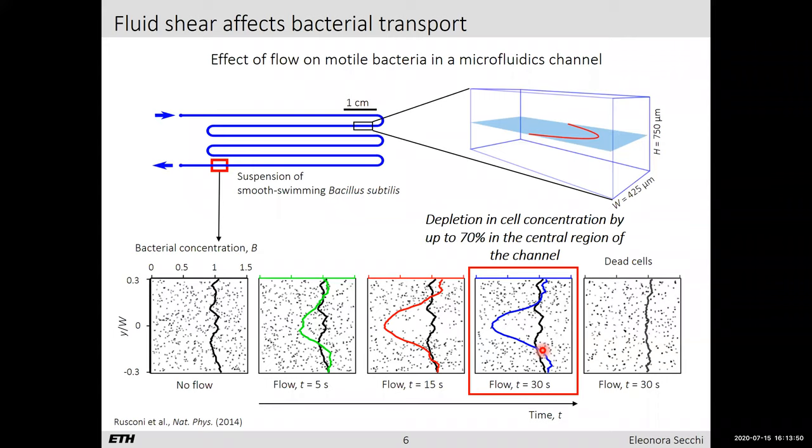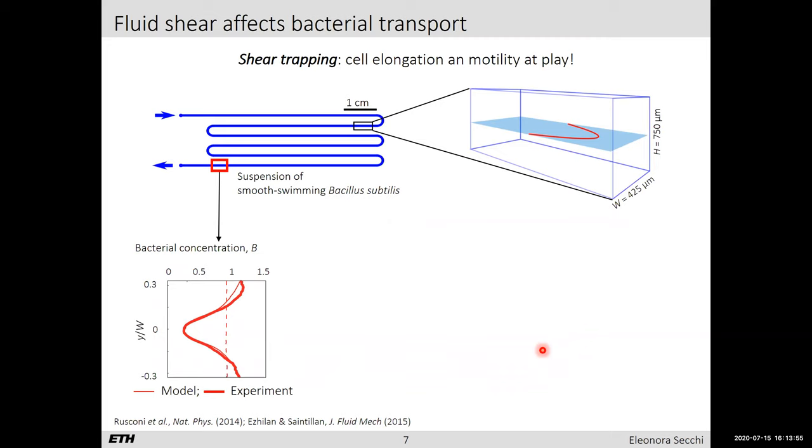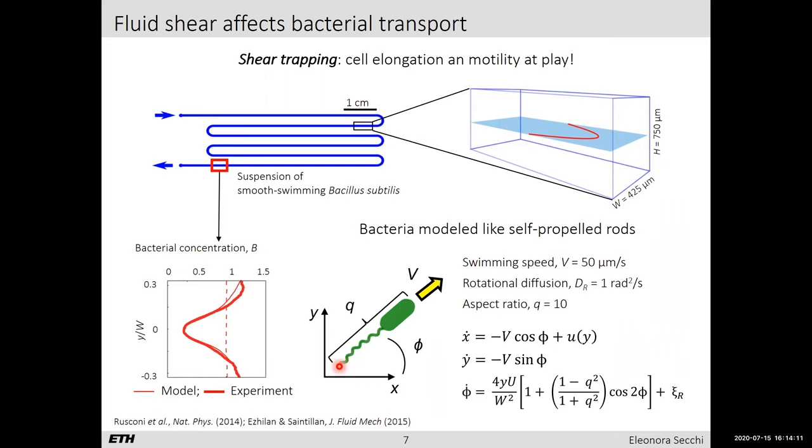This mechanism, which was named shear trapping, was also modeled, as we can see here. The red thick line is the experiment and the red thin line is the model. And in the model, which is a Langevin model of cell motility in flow, bacteria are considered as self-propelled rigid rods with a certain elongation Q and a swimming speed V directed along the main axis of the cell body. We have to stress that the elongation takes into account both the cell body and the flagellar bundle, so the hydrodynamic resistance of the two combined. And then the cell equation of motion can be written in the parabolic profile that is measured experimentally in the channel.